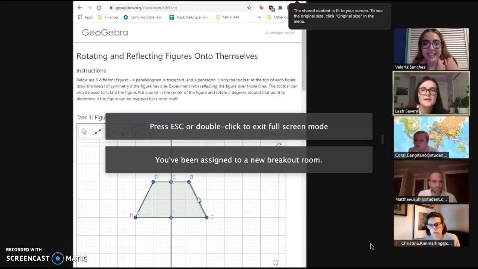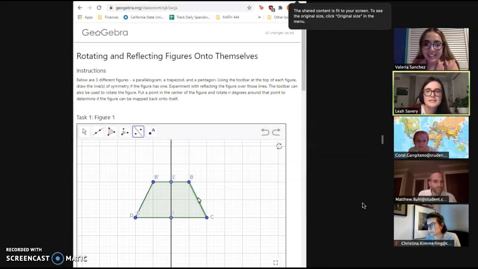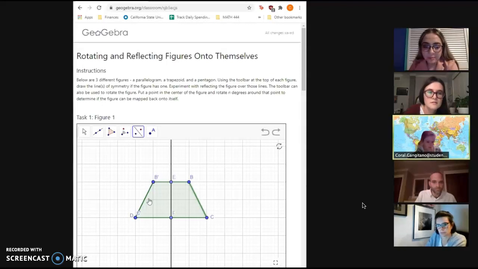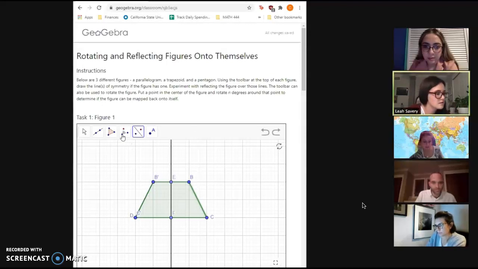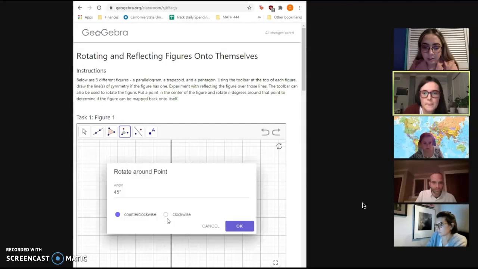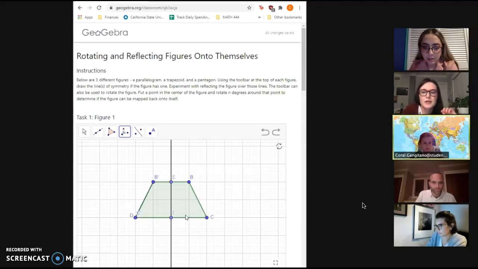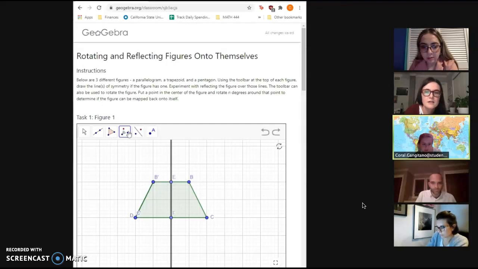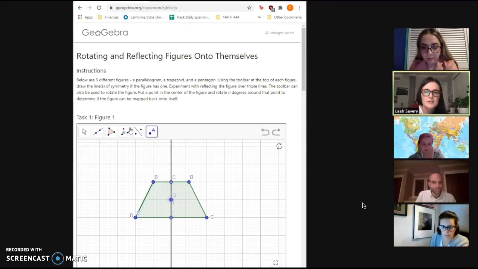So what were you guys able to do with your trapezoid? Well, we saw that with this line of symmetry, we could fold it and it maps to itself again. Perfect. Were you able to rotate it onto itself? Wait, hang on, really quick. Remember which point we rotate around? The center. So you're going to have to do a point.